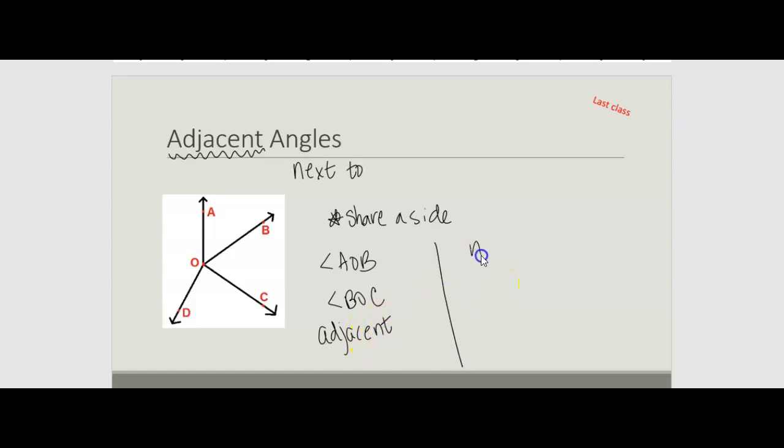Let's look at a pair that's not adjacent in this picture. I bet you can find some. What about angle AOB and angle COD? That's this sort of top angle and this bottom one. They share a vertex. They don't share a side, so they are not adjacent. And adjacent angles are going to be pretty important when we talk about linear pairs, which we'll see here in a minute.